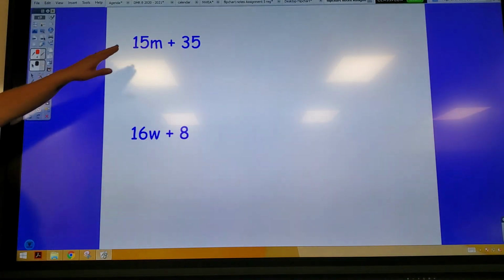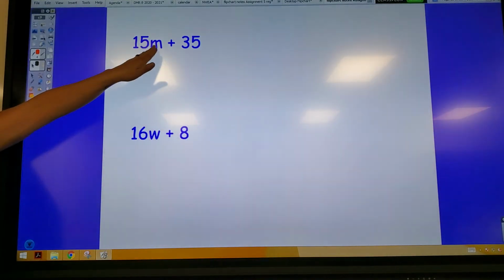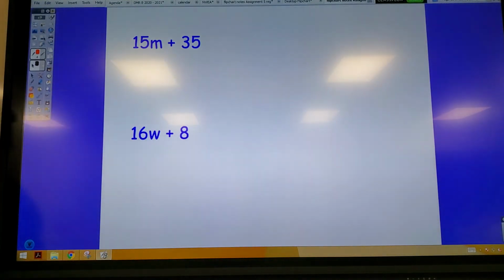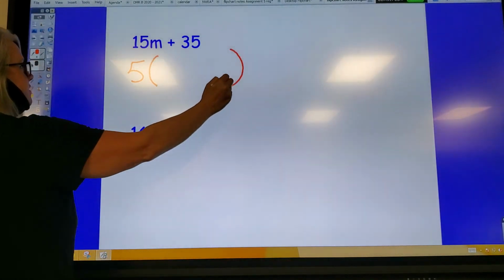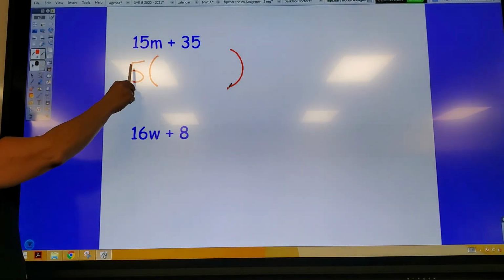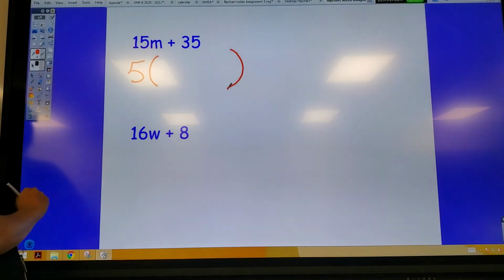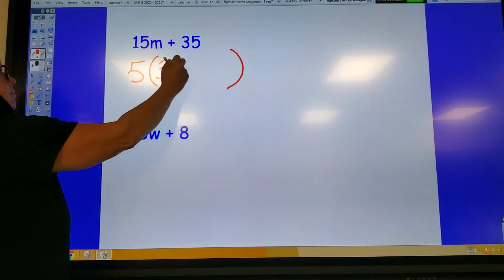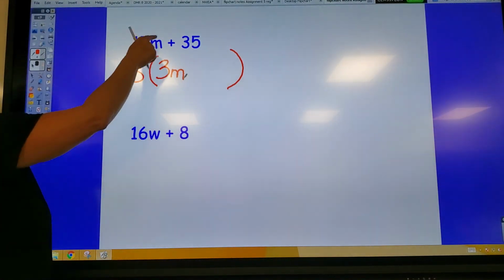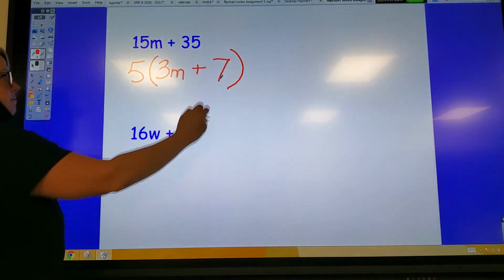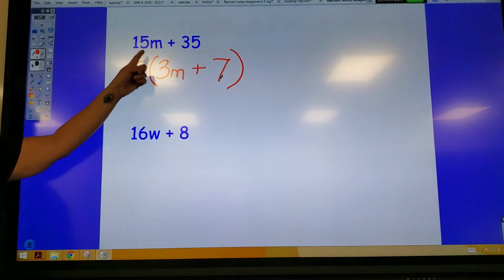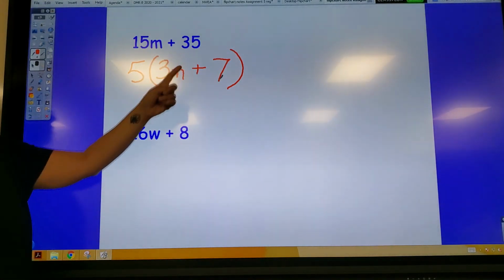All right, let's look at this one here. 15 and 35. What's the GCF? 5. So 5 is going to be what goes on the outside of the parentheses. 5 times what would give you 15m? 3m. And then plus, 5 times what would give you 35? 7. You got it. So 5 times 3m is 15m. 5 times 7, 35. Done.